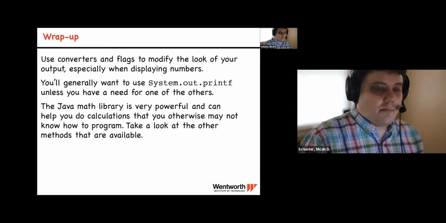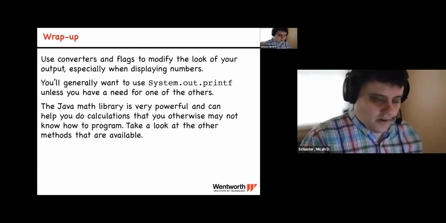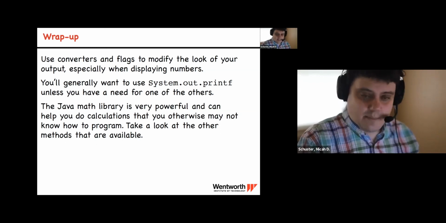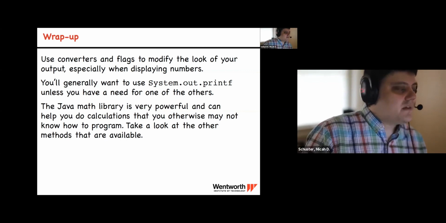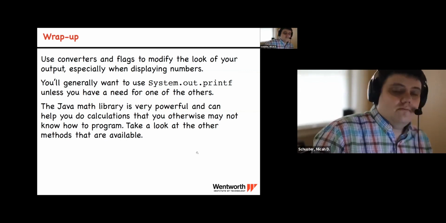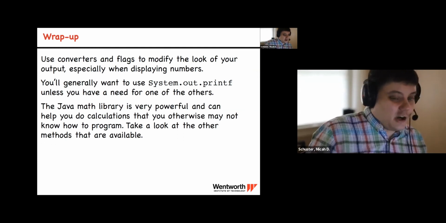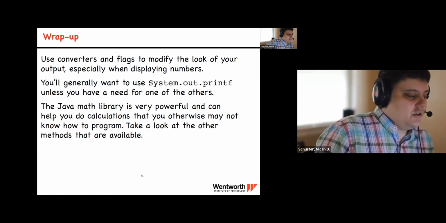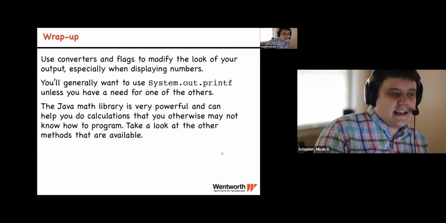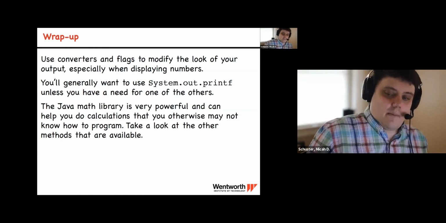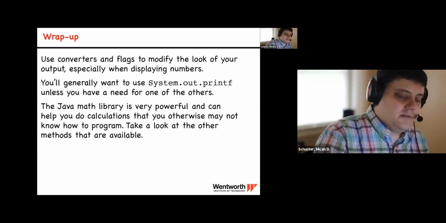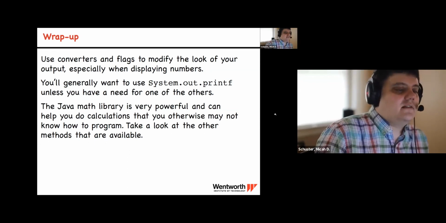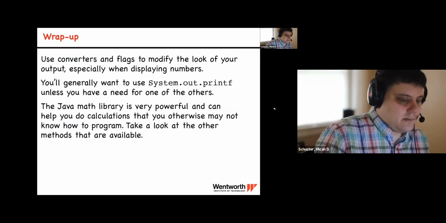Generally, you'll want to use printf to do this more complicated formatting, unless you're doing something simple, and then using something like print or println is just fine as well. The math library is super powerful and helps you do calculations that you may not know how to program. Absolute values, easy. Square root, not so much to program yourself. So definitely take a look at some of those that are available. And in the homework documentation, I'll probably say something about it as well. I'll be like, oh, if you haven't used the sign function in the math library, this is how you use it. So I'll also do stuff like that in the directions for the assignment as well.